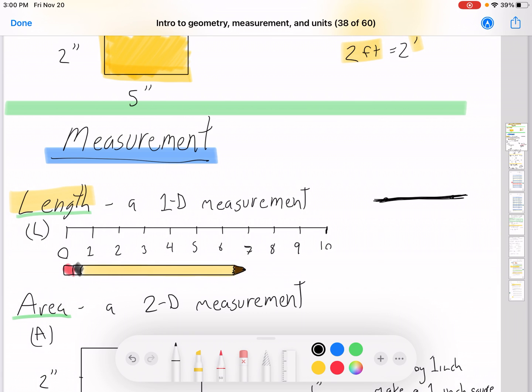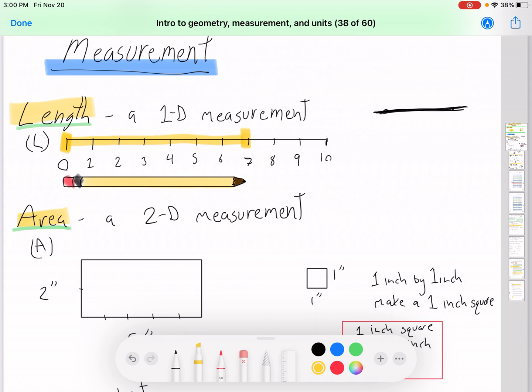So the length of an object, say for example this pencil, if it were to start here, it would go out to here, and the length of the object would be 7. It could be 7 inches, 7 centimeters, 7 units. It really just depends what those units are.